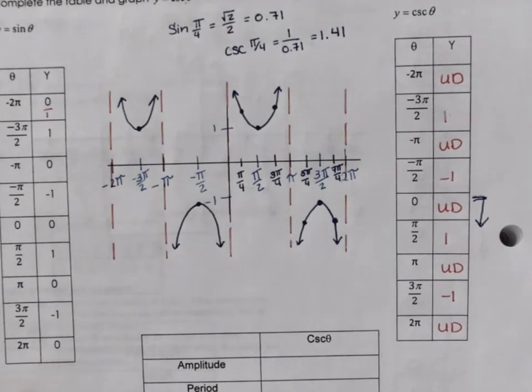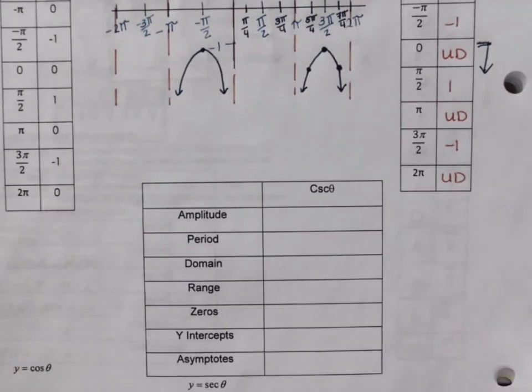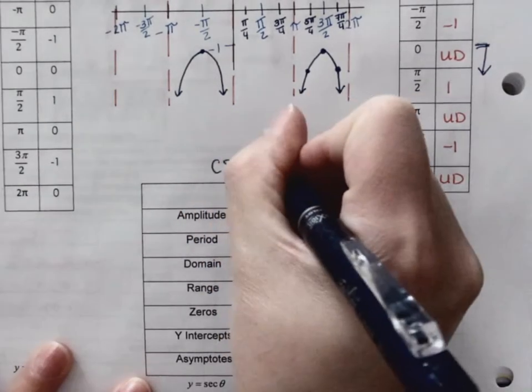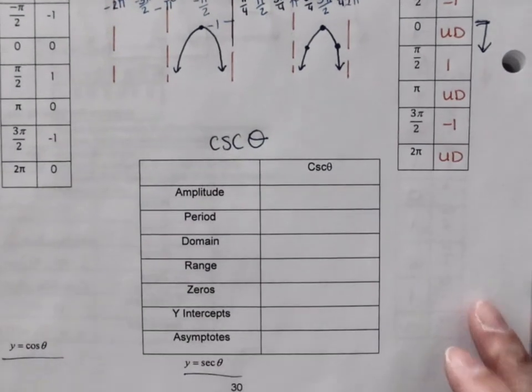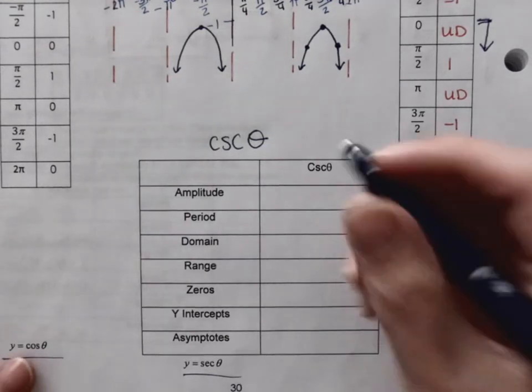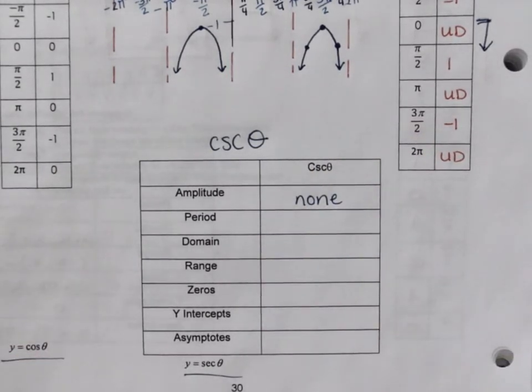Okay. All right. You're going to love this. Cosecant. We're on the cosecant graph. These should be on the next page. Is there an amplitude to this graph? No. There's no wave, so there's no amplitude. Can I have a vertical stretch though? Yes, I can. Okay, period.